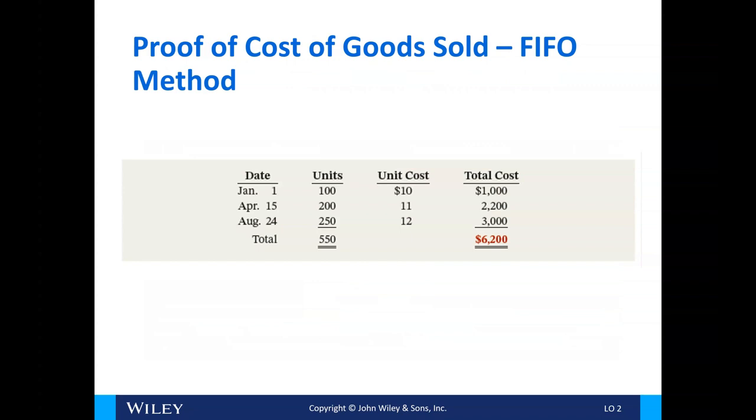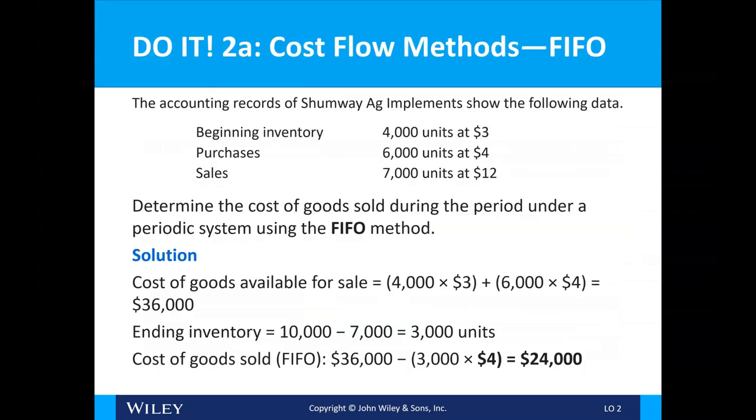So here's the FIFO method. The accounting records Shumway AG implements show the following data: beginning 4,000 at 3, 6,000 at 4, 7,000 at 12. Determine the cost of goods sold during a period under the periodic system using the FIFO. So cost of goods available to sell would be the total of the units times the price, okay, and that ends up to be $36,000.